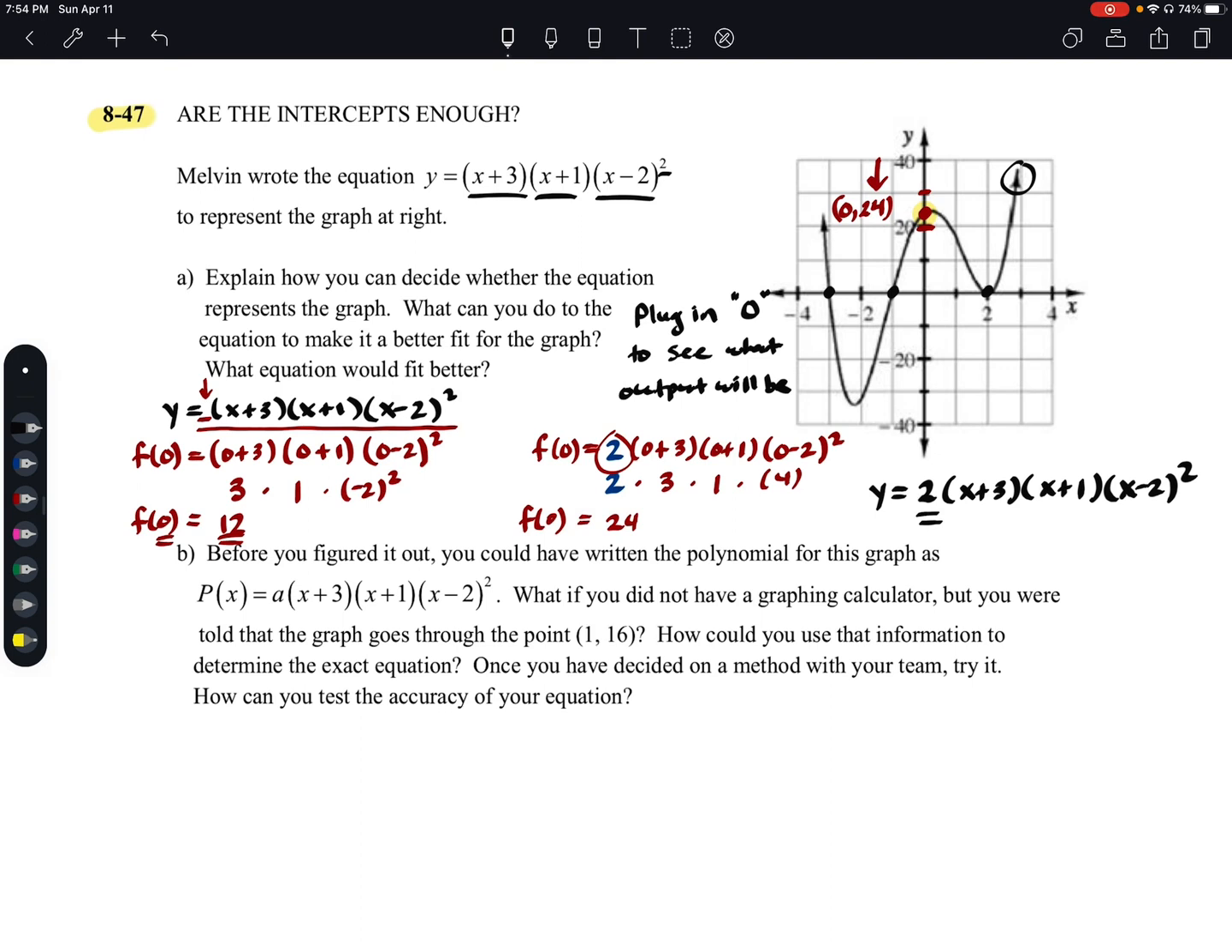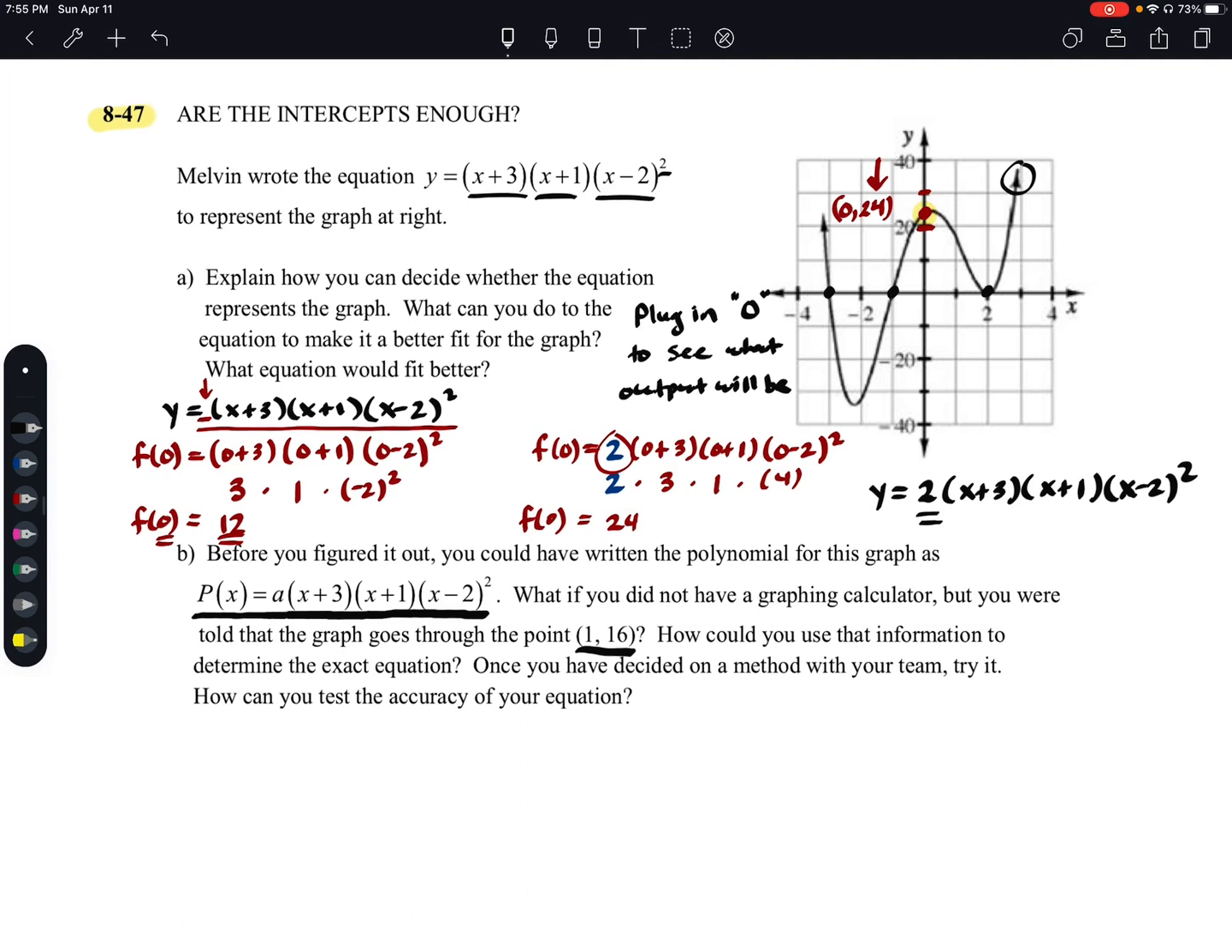Now let's look at B. B says before you figured it out, you could have written the polynomial for this graph as p of x equals a times the quantity of x plus 3 times the quantity of x plus 1 times the quantity of x minus 2 squared. It says, what if you did not have a graphing calculator, but you were told that the graph does go through the point (1, 16)? How could you use that information to determine the exact equation? It says, once you have decided on a method with your team, try it.